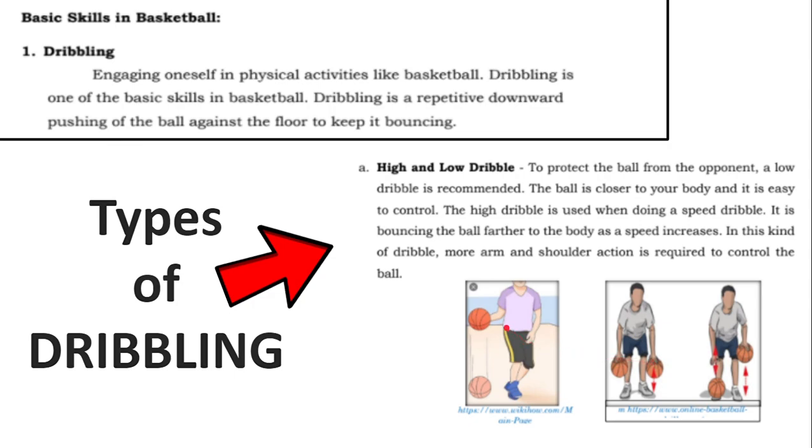And this one naman is the high dribble. It is used when doing a speed dribble, and it also increases the speed of the ball. So pag sinabi nating high dribble, it is more on chest level. Ayan po. So, high dribble, it is more on chest level. Low dribble, it is more on knee level.